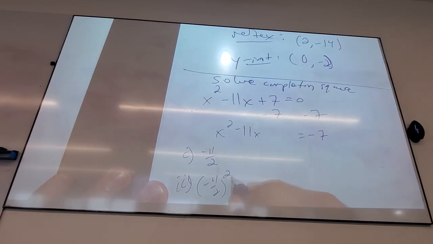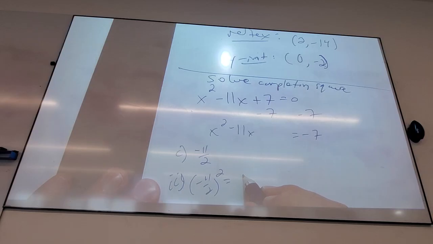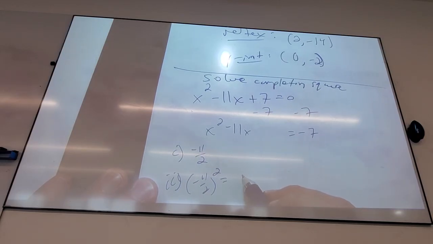Square. What do you get when you square it? You get that right there. What's 11 times 11? 121. What's 11 times 11 times 11? 1331. Mind blown.